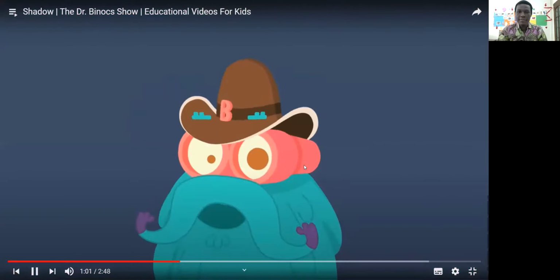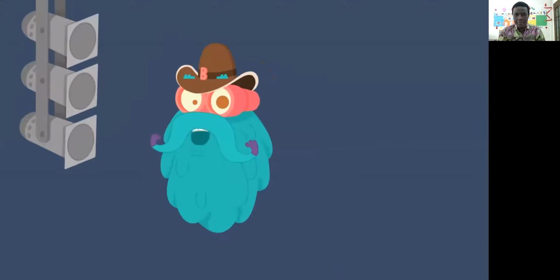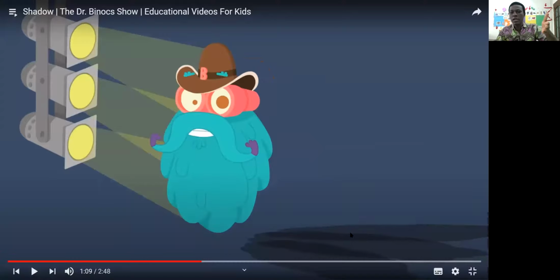You can have multiple shadows. It all depends on the number of light sources. So the more lights, these are not shadows created by the light of the sun. They're created by the light of projectors. The more lights, the more shadows you will have.